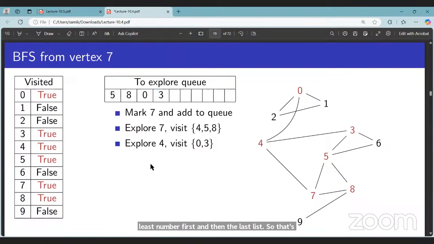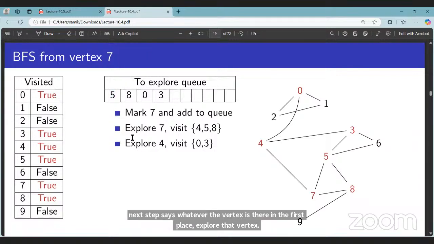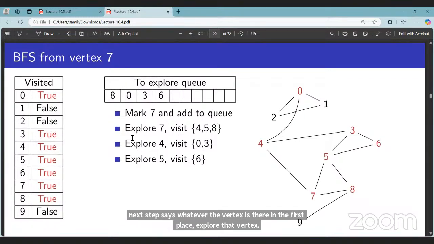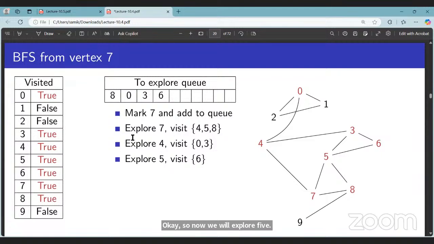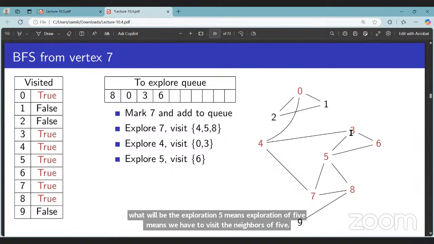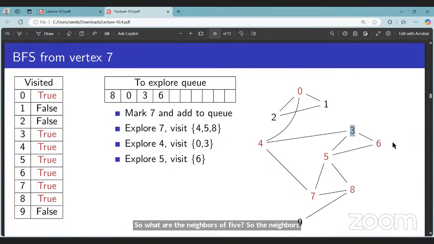So now what will be the next step in the BFS? The next step says whatever the vertex is there in the first place, explore that vertex. So now we will explore 5. Exploration of 5 means we have to visit the neighbors of 5. So what are the neighbors of 5? The neighbors of 5 are 3, 6, 8 and 7.